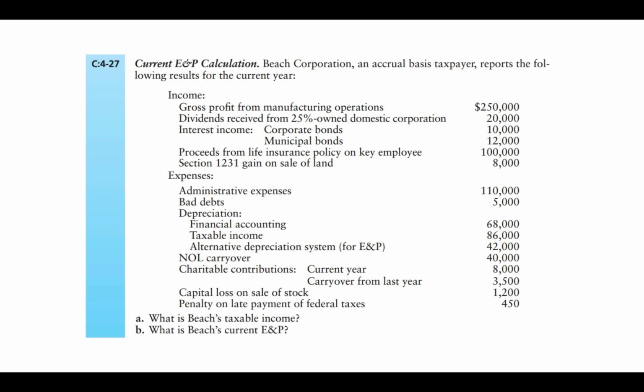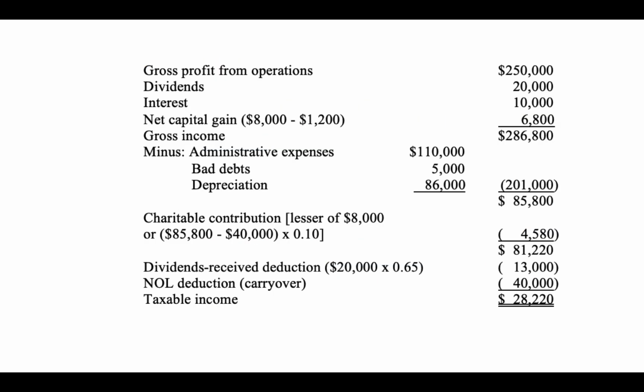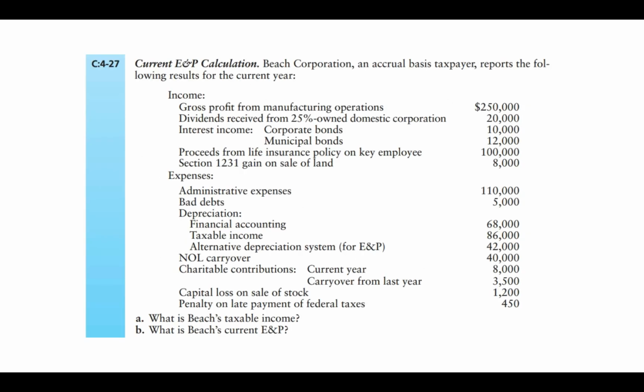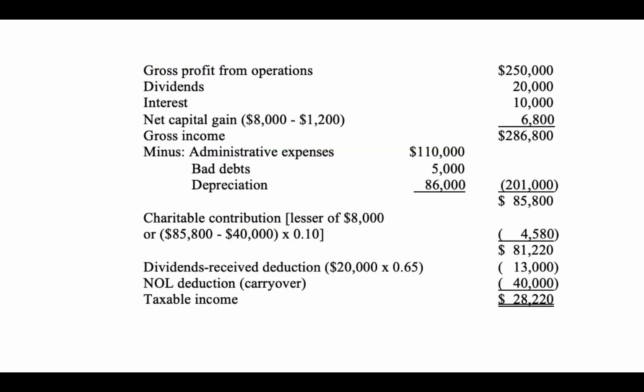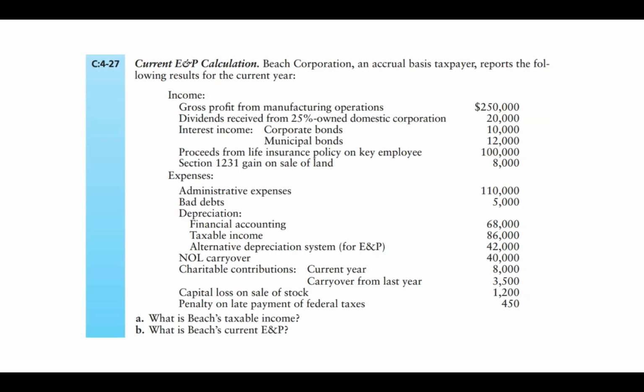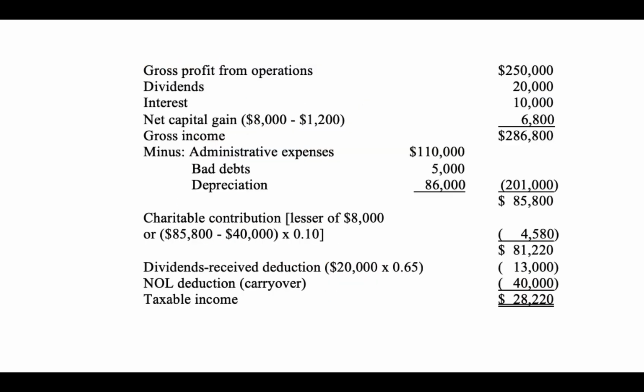So let's look at Part A, the taxable income. You can see we have gross profit, dividends, interest. Notice we only have $10,000 of interest because we don't pay tax on the interest on municipal bonds. And then we have a net capital gain. That is the 1231 gain on the sale of land of $8,000 minus the $1,200 capital loss on the sale of stock to get a net capital gain of $6,800. So our gross income is $286,800.